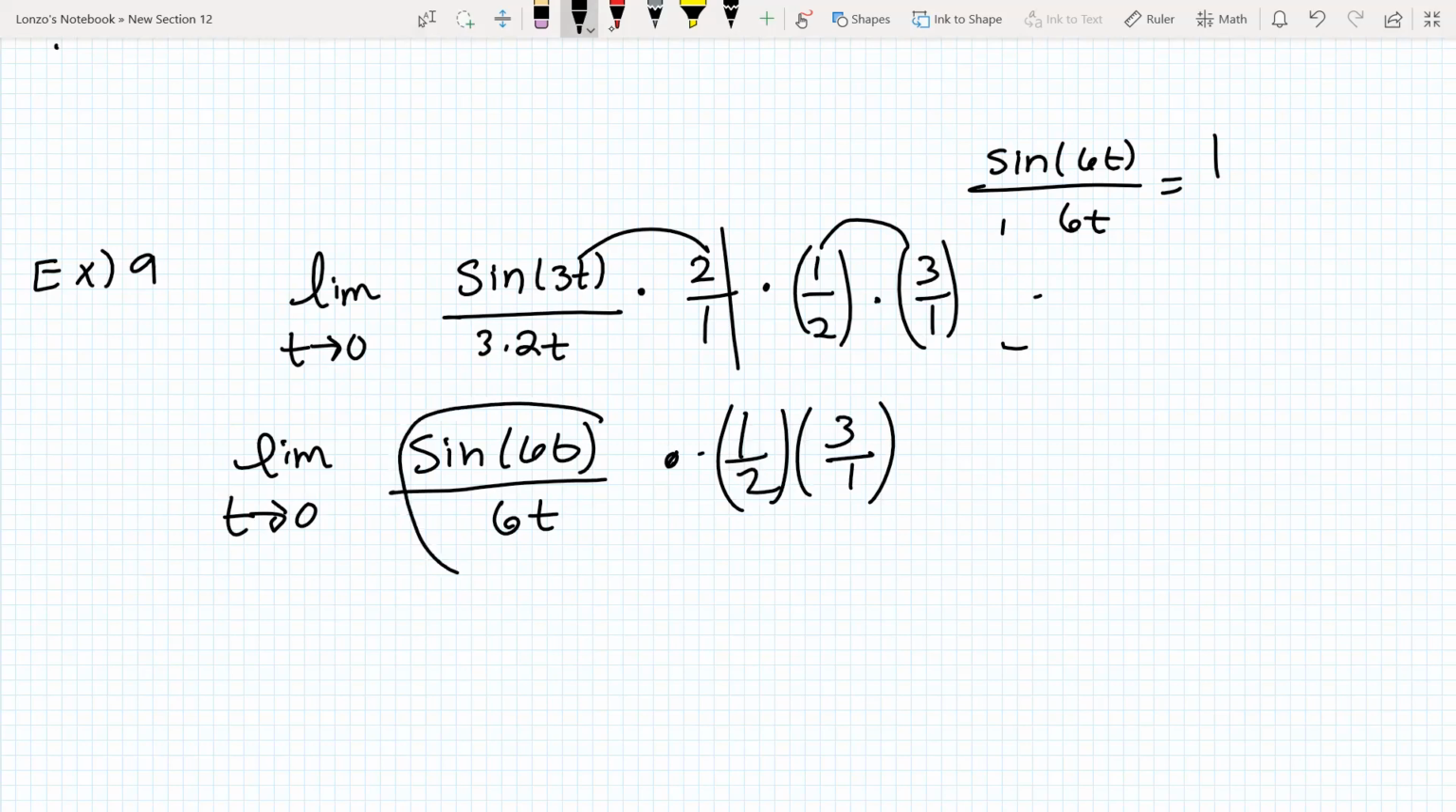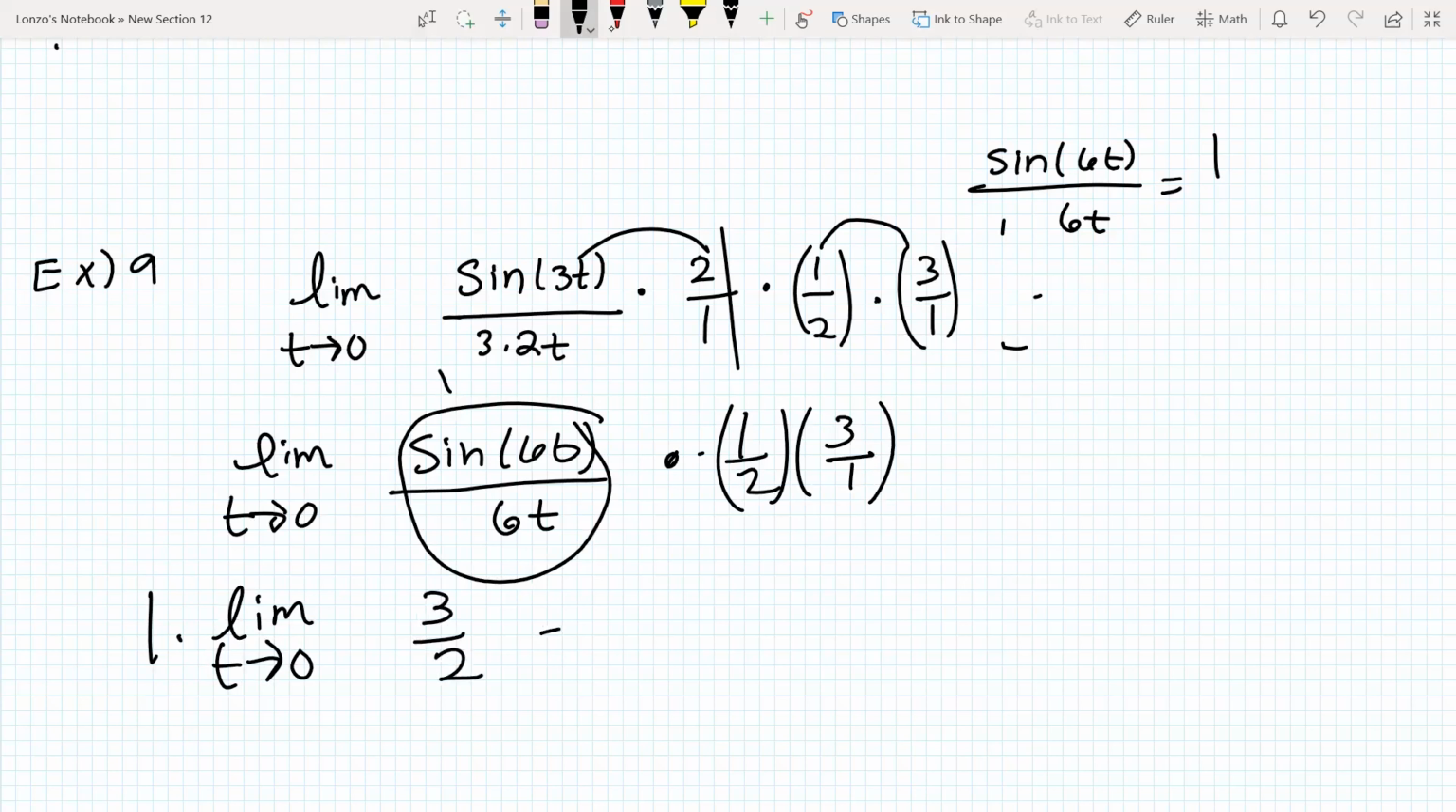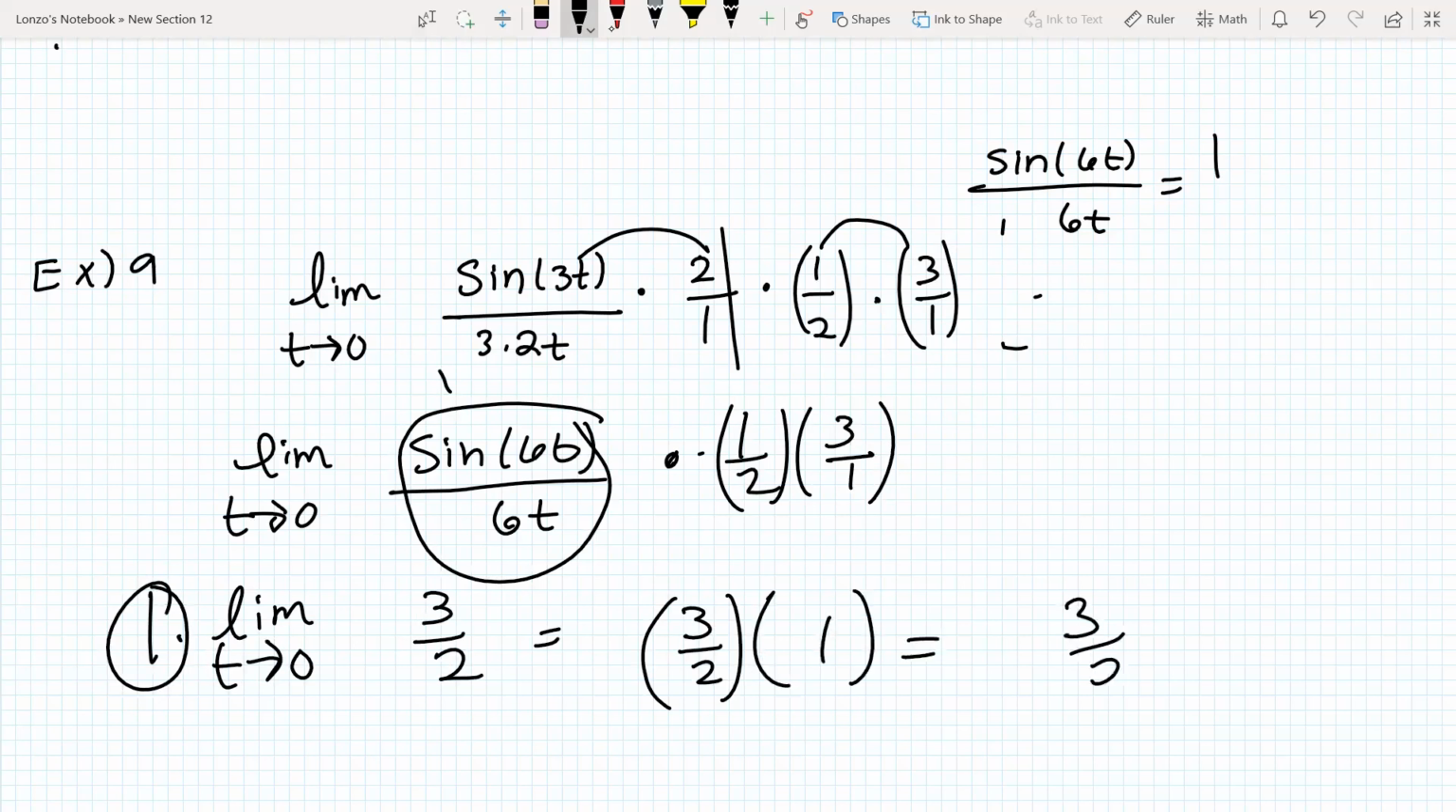So we know that this becomes 1. So it's 1 times the limit as t approaches 0. And you're left with 1/2 times 3 over 1, which is 3 over 2. So what is the limit as t approaches 0 of 3 over 2? It's just 3 over 2, and then times 1. And you have your final answer, 3/2. So that is your final answer.